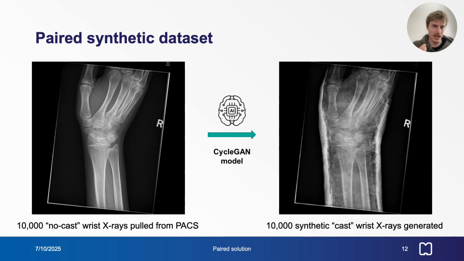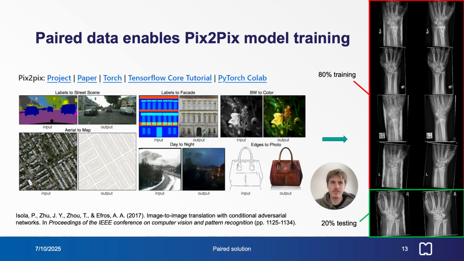So assuming the synthetic dataset is diverse and realistic enough, we should be able to train a model that learns how to remove real casts effectively. Thanks to the reframing of the problem into a paired one, we can now train what is known as a pix-to-pix model. You can see some examples here where this sort of model can be applied, converting from labels to realistic videos, from aerial images to maps, day to night, and so on.